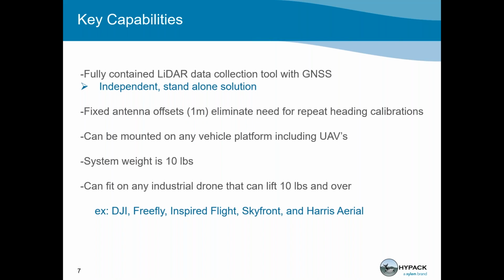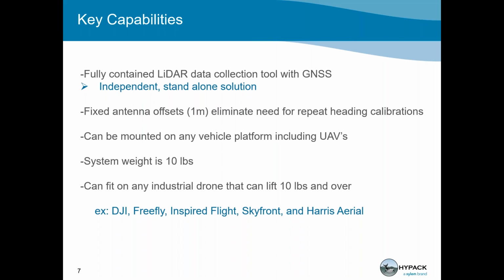So the key capabilities of the unit: it's a fully contained LiDAR data collection system. So you don't need anything else in the field when you're running this unit. It provides you with all the necessary sensors. It's a complete standalone solution. The antennas extend to a fixed offset of 1 meter, which eliminates the need for any repeat calibrations. It can be mounted on any vehicle platform, including drones, cars, you name it. We've tried really hard to make this as platform agnostic as possible.